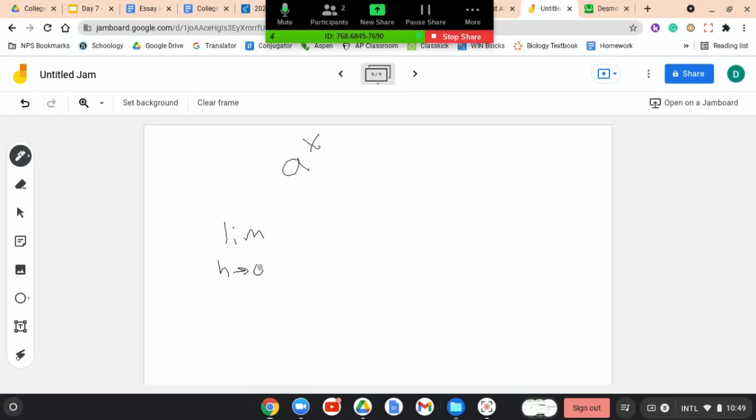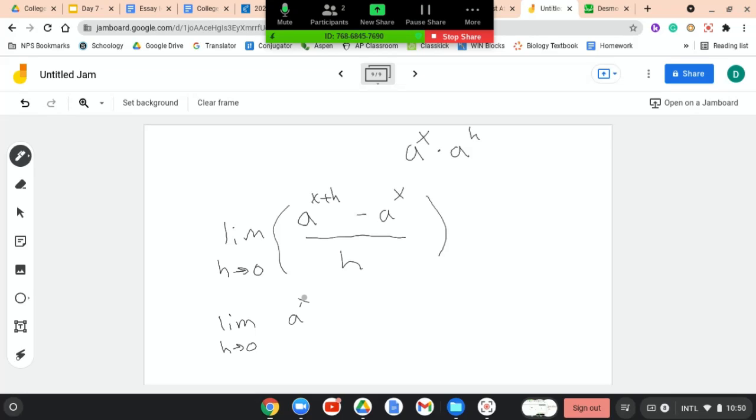So we take the limit as h approaches 0 of a to the x plus h minus a to the x over h. This is the limit definition of a derivative. You agree with that? Cool. And remember, exponent rules tell us that a to the x plus h is equal to a to the x times a to the h. So I could rewrite this limit as the limit as h approaches 0 of a to the x times a to the h minus a to the x over h.